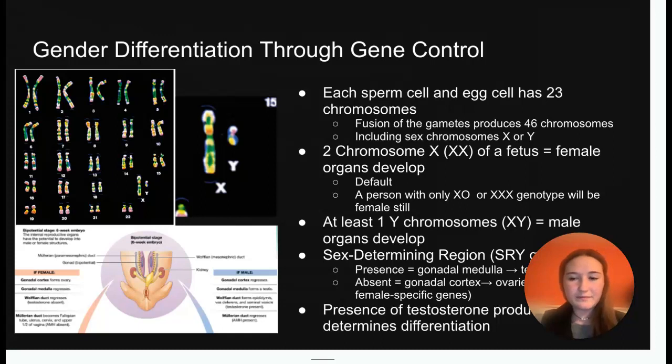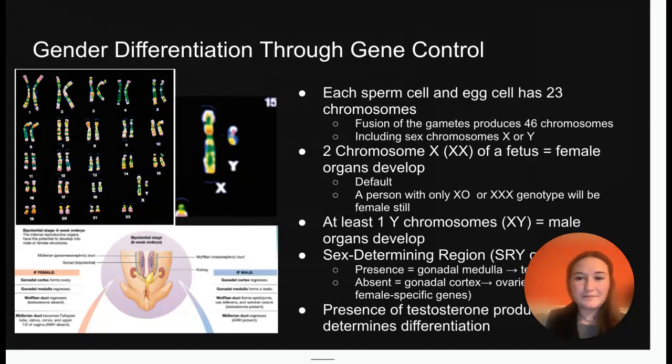So when reproduction happens, the sperm cell and the egg cell, which are germ cells, each have 23 chromosomes. When they fuse, that creates the embryo, and that will develop into the fetus. When that happens, they exchange genetic material. It's called genetic recombination. Each of those chromosomes replicate, and so that embryo will have 46 chromosomes: 23 chromosomes from the male, the sperm cell, and then 23 chromosomes from the egg cell.